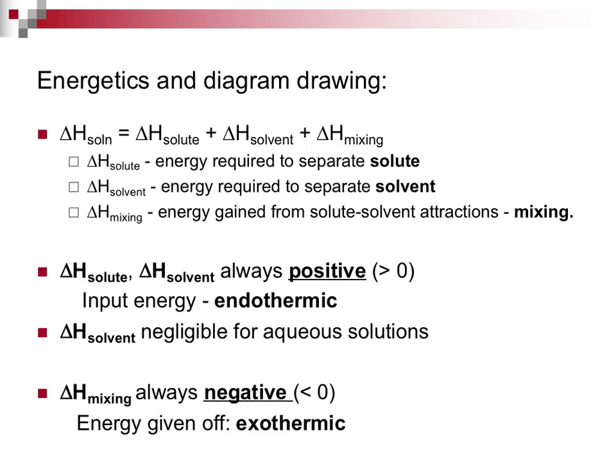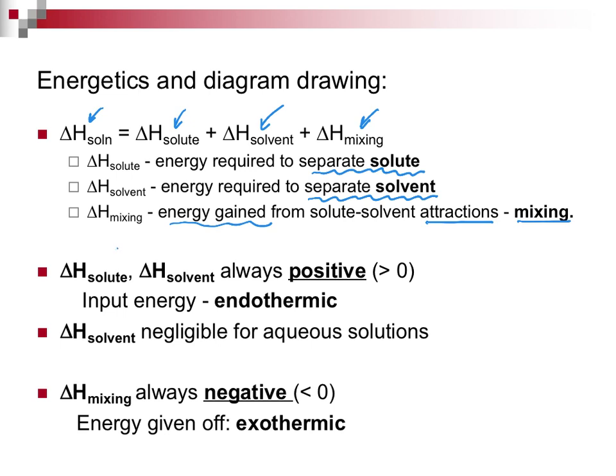Okay? This is going to be an energy diagram, and it's going to be defined by the enthalpy of solution, where we have an enthalpy of solute, the energy we need to separate the solute, the enthalpy of solvent, the energy we need to separate the solvent, and then the enthalpy of mixing. And that's going to be the energy gained by having these attractions due to mixing.